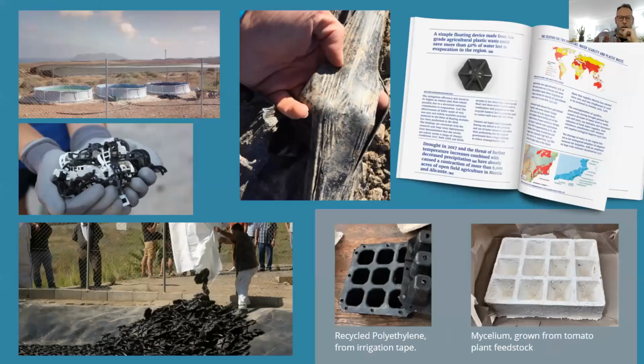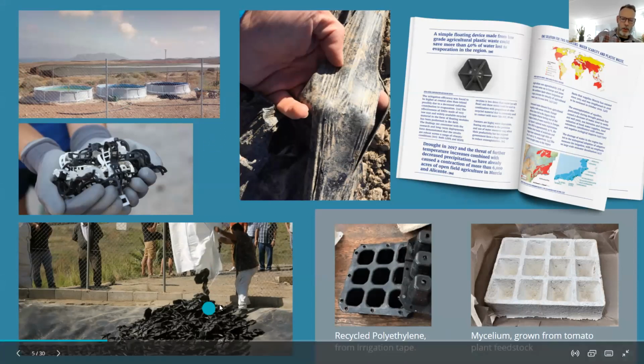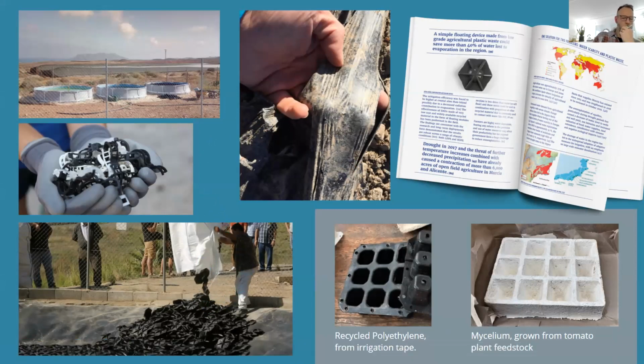Here's just a little collage of what we've been up to. In the top left, pools to evaluate evaporation mitigation performance. These on the bottom left are the recycled plastic evaporation mitigation devices in a reservoir. And then some of the clips which were found on the beach. These are the clips that hold things like tomato crops to the twine in the greenhouses. In the middle there, some biodegradable mulch, and down to the bottom right, a prototype recycled plastic seed tray and a mycelium seed tray, mycelium grown from a tomato plant feedstock.